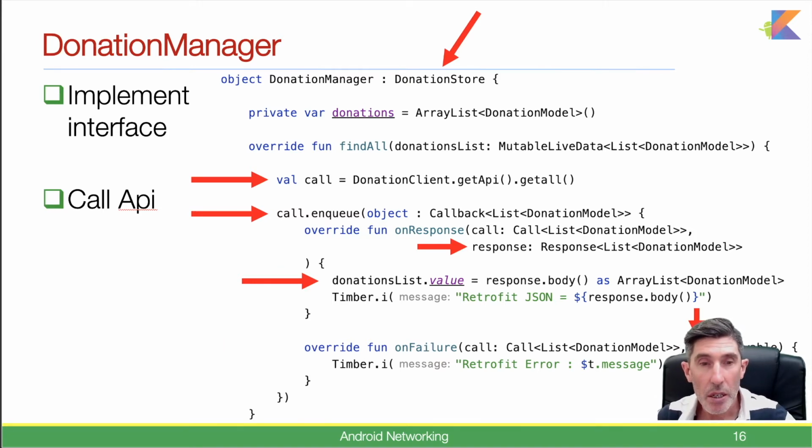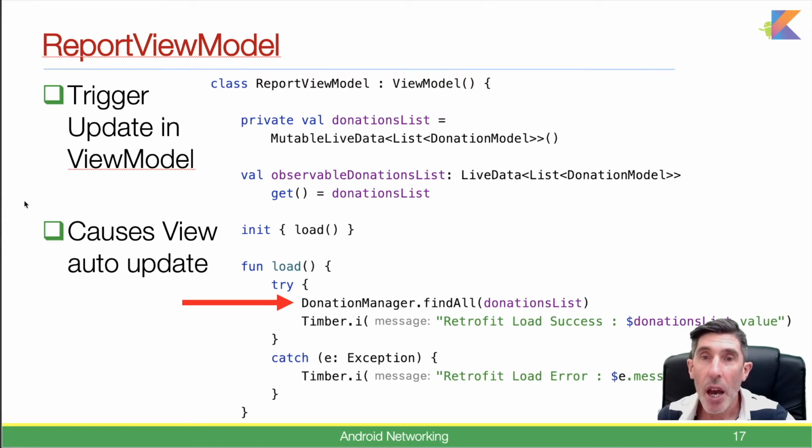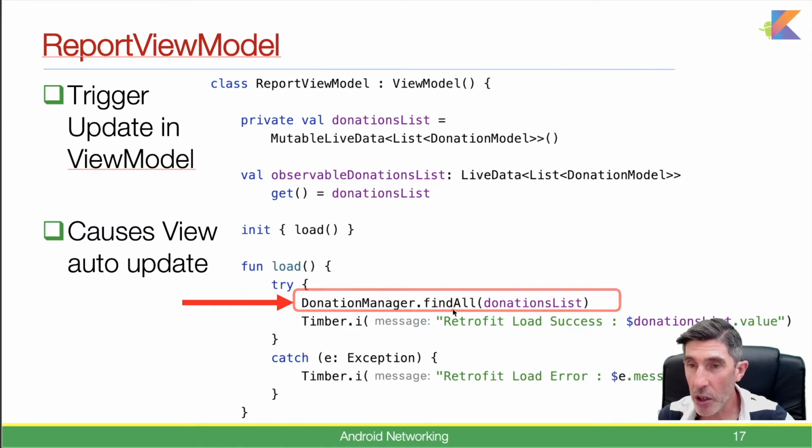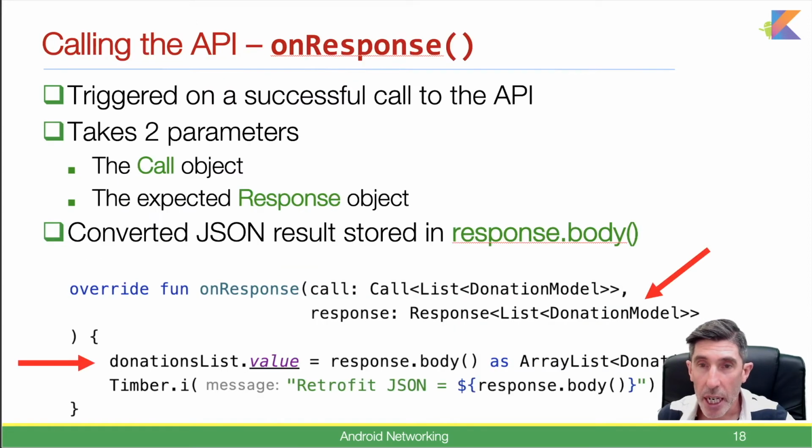Just to talk a little bit about it in more detail, back in our report view model, we actually trigger that update, which will cause the view to auto update. So in our report view model, which ties back to our list, we still trigger our load. Inside our load, we are now calling our donation manager.findAll, passing in that mutable list, which in turn goes off, makes the retrofit call, pulls down the JSON, converts it, stores it in our mutable live data, and triggers the update. Okay. So just to look at it in a little bit more detail.